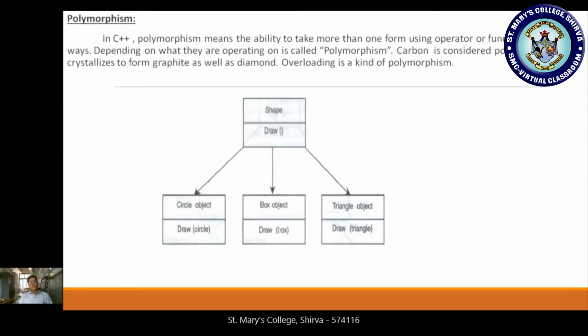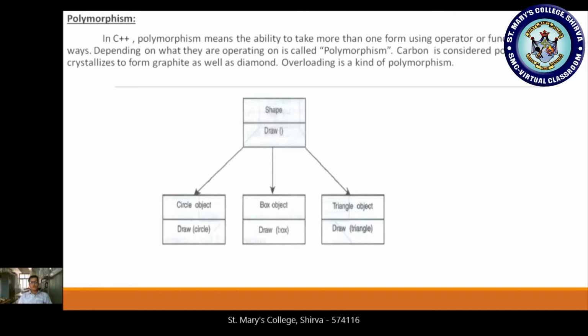For example, in your slide we are showing a shape class. We are taking the draw method. This draw method I am taking as a polymorphism. I am making it take more forms. If I take a circle object, I can draw the circle. If I take the box object, I can draw the box. If I take the triangle object, I can draw the triangle.